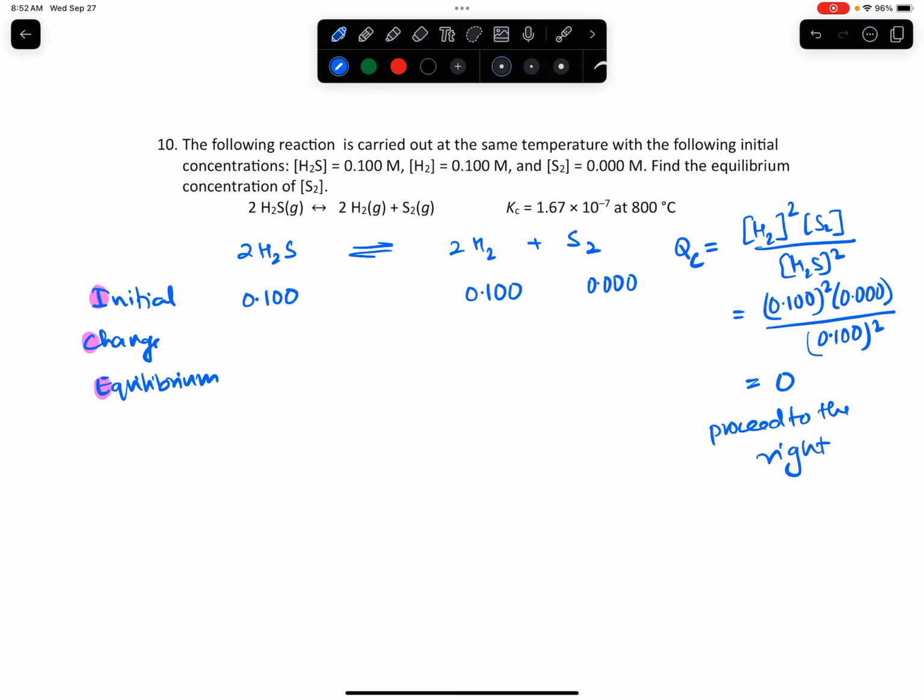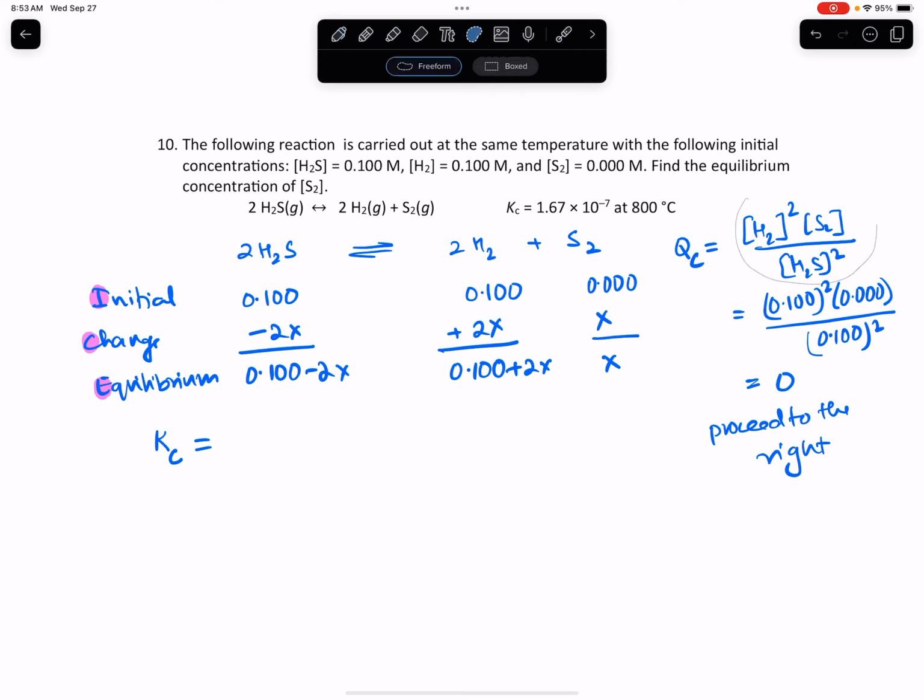All right, so now let's come back to our calculation. The change is going to be negative 2x because it's proceeding to the right. You're going to have positive 2x of H2, and x for S. At equilibrium, we're going to have 0.100 minus 2x, 0.100 plus 2x, and x. Now let's express it in terms of the equilibrium constant. Kc is equal to the same expression, so I'm just going to copy and paste that here. And now I'm going to plug the values in.